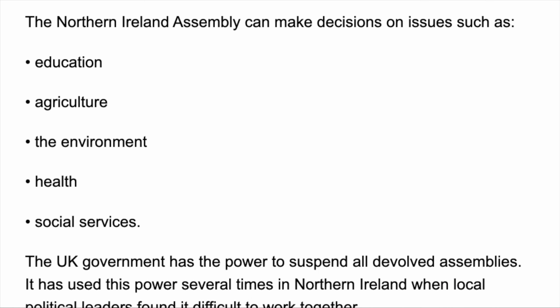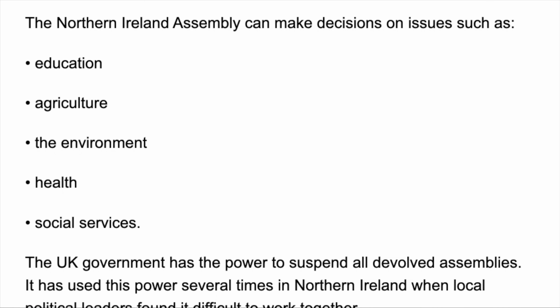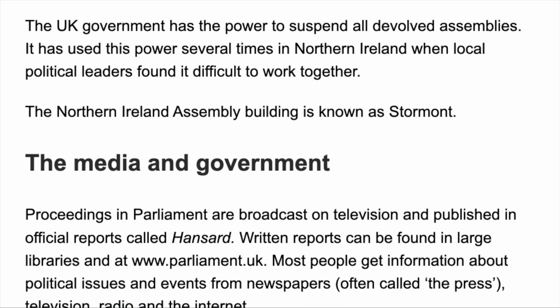The Northern Ireland Assembly can make decisions on issues such as education, agriculture, the environment, health, and social services. The UK government has the power to suspend all devolved assemblies. It has used this power several times in Northern Ireland when local political leaders found it difficult to work together. The Northern Ireland Assembly building is known as Stormont.